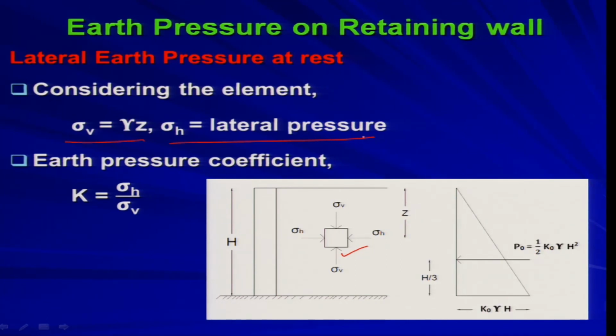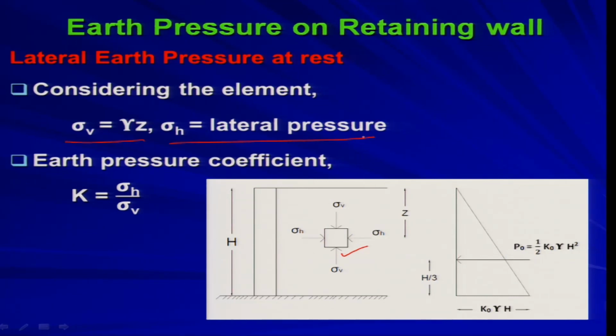Once you know sigma v, you can find out sigma h if you know the relation between sigma v and sigma h. Sigma h is nothing but your lateral earth pressure. In the rest condition, this is the earth pressure at rest. In active situation it will be the active pressure, and in passive situation it will be the passive pressure. This lateral pressure is nothing but the earth pressure.